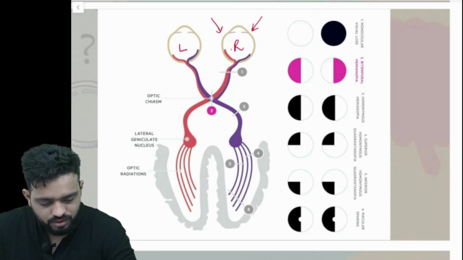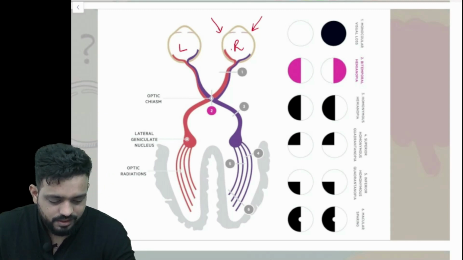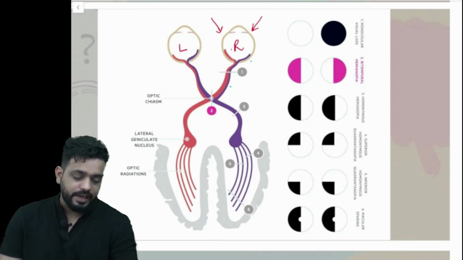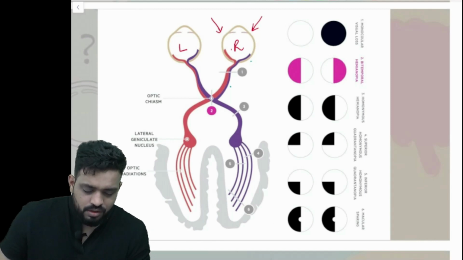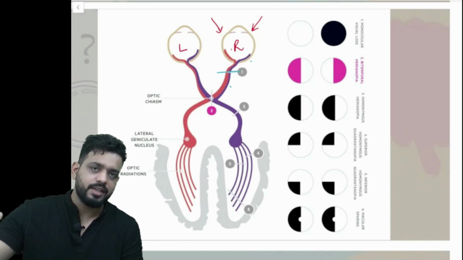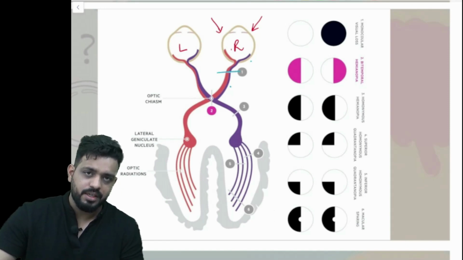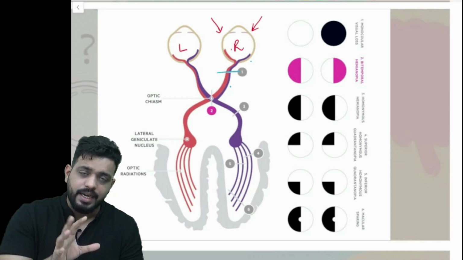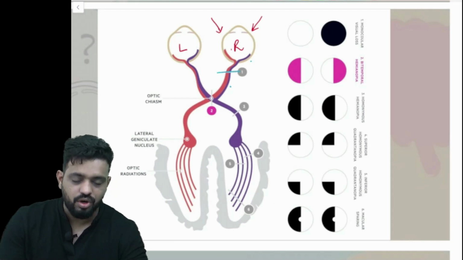So if you know the nomenclature, which I am very sure of, this is the retina, this is the optic nerve, this is the optic chiasma, this is the optic tract, and these are the optic radiations. Fine. So what if the lesion is at the level of optic nerve? Everything is cut off. Entire image, entire capacity of the eye to look at anything from that eye is cut off. So what you get is a monocular vision loss.